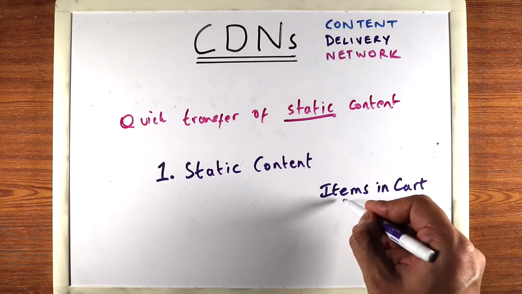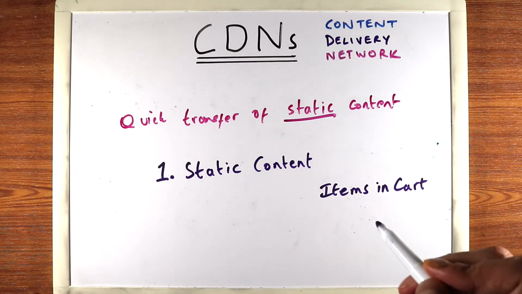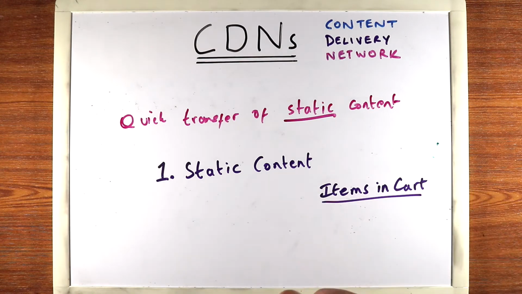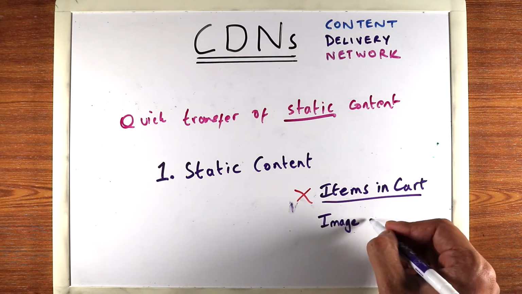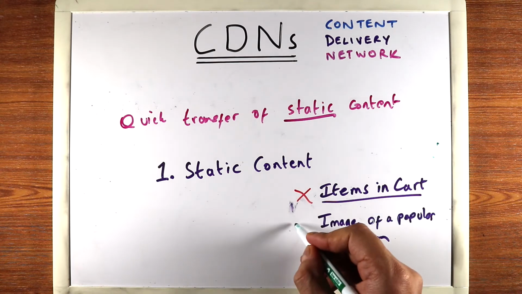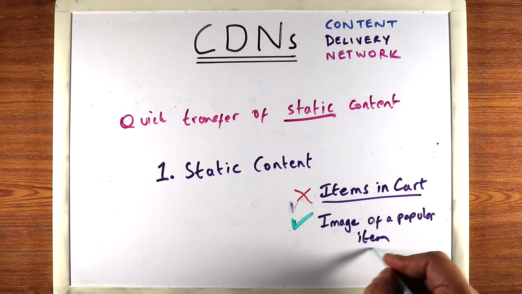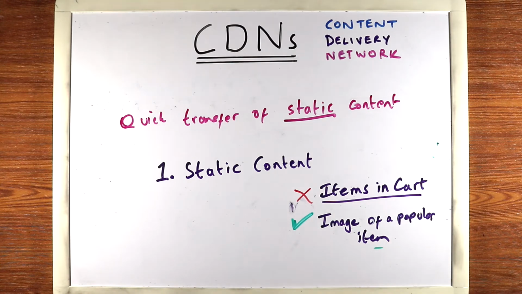For that purpose, the user has to hit your web server and your web server has to query your database. So this is not static content. On the other hand, let's say the user asks for the image of a popular item. This is something the CDN can definitely handle because that's static content. That's not going to need a web server to process it.